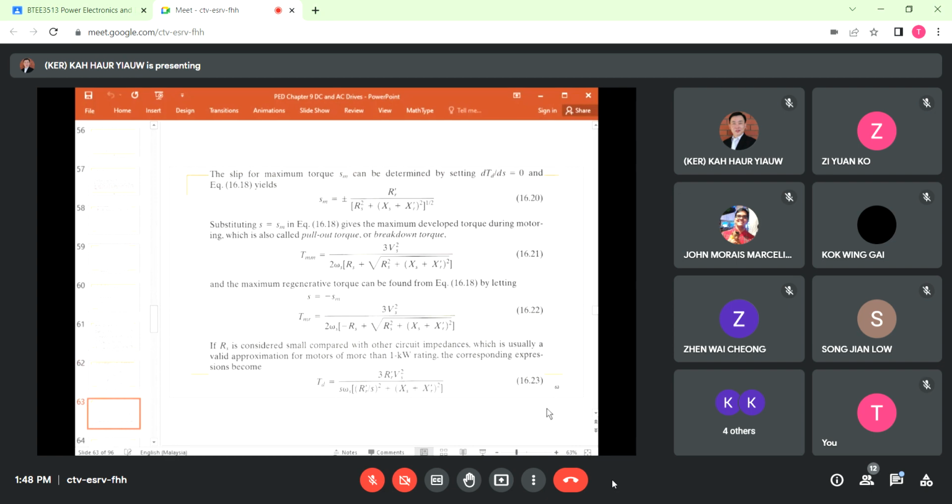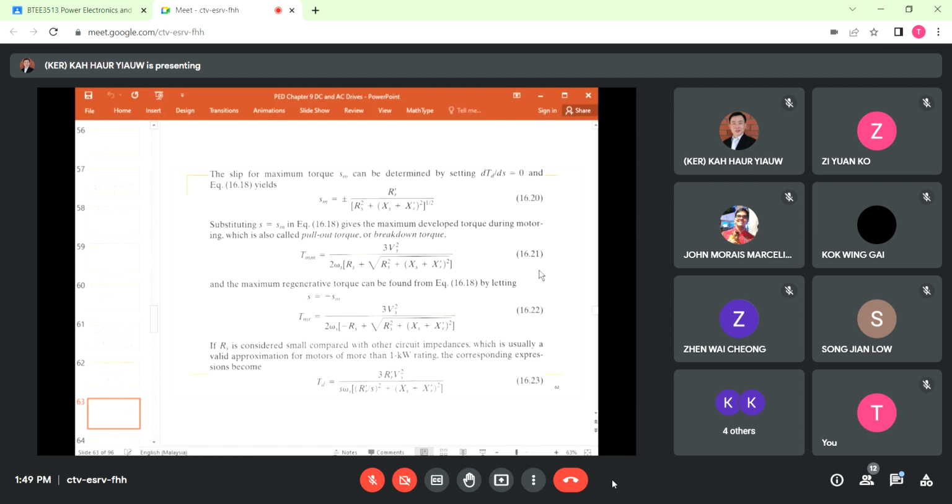The slip of maximum torque Sm can be determined by setting dTd over ds equal to 0, and from equation 18, that should give Sm equal to the expression in equation 20. Substituting S equal to Sm into equation 18 gives the maximum developed torque during motoring, which is also called pull-out torque or breakdown torque. The TMM is defined in equation 21 here.